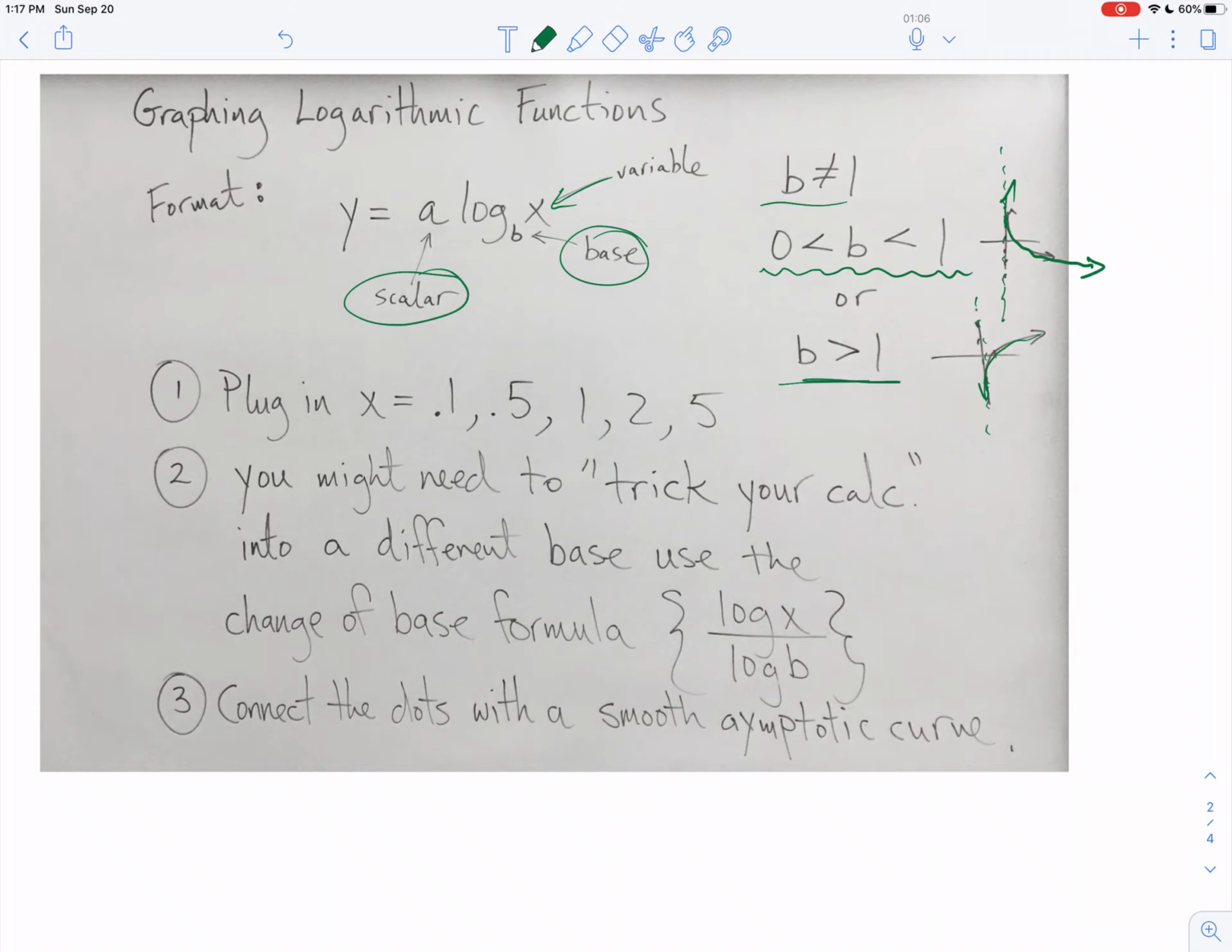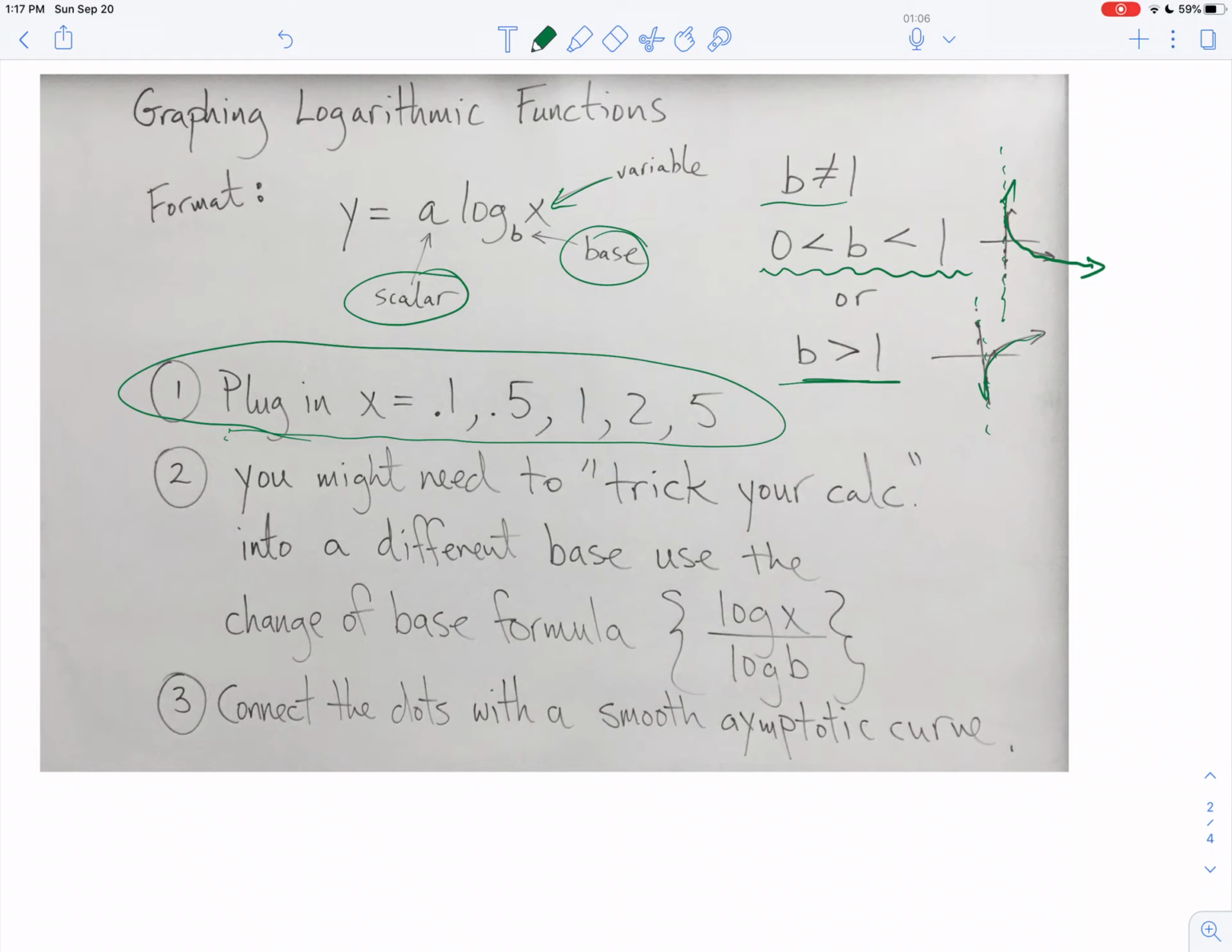What numbers do I want to plug in here? The same thing as I did in my examples. Always use these numbers, 0.1, 0.5, 1, 2, 5, because they're always going to give you plenty of information to draw the graph. They're not hard to plug in. And do remember that your calculator is only programmed to understand base 10.